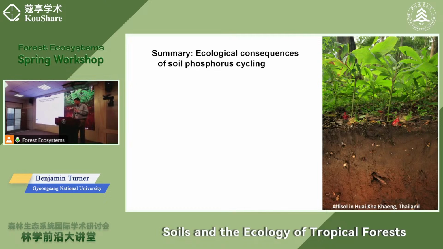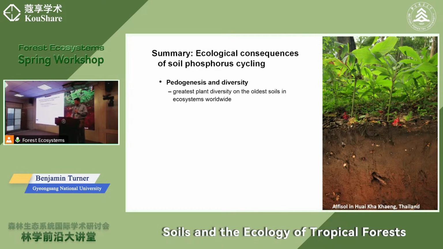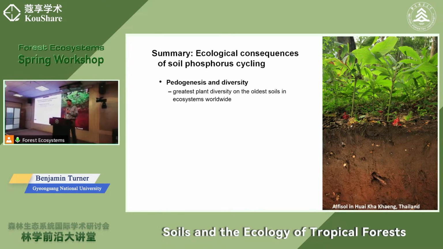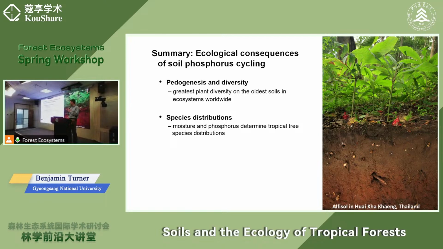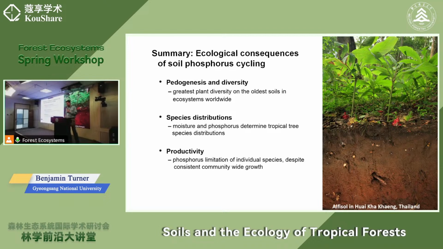That's everything. I hope I didn't take too long with all those problems with the slides, but just to summarize very quickly, I talked about pedogenesis and plant diversity, and I showed you that the highest diversity, when controlling for other factors, for climate, for relief, for topography, the highest diversity plant communities always occur on the oldest soils, and that applies in ecosystems worldwide. I showed you that species distributions in very complex and very diverse tropical forests can be understood primarily through two measures, through moisture and soil phosphorus availability, and finally that phosphorus does limit growth in tropical forests, but at the species level. And so this does not translate into a consistent community-wide growth. Okay, that's me finished. Thank you very much.